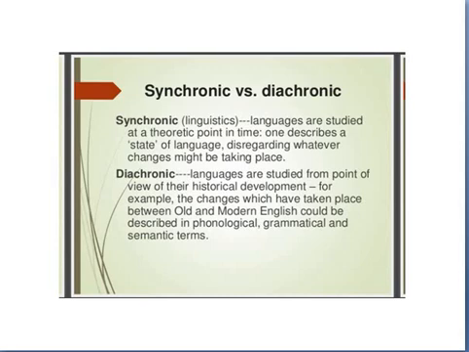disregarding whatever changes might be taking place, and in diachronic linguistics, languages are studied from the point of view of their historical development. For example, the changes which have taken place between Old and Modern English could be described in phonological, grammatical, and semantic terms.